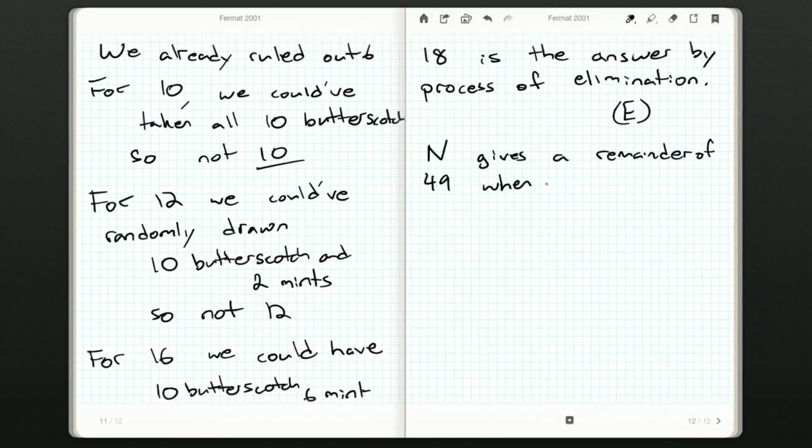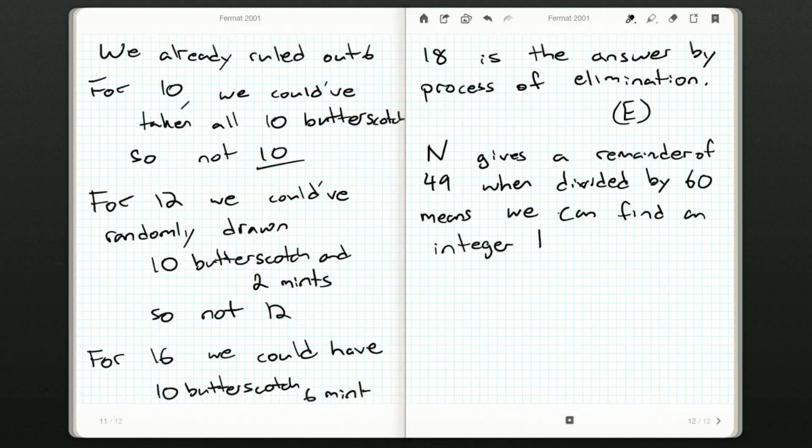Well, we have to go back to what the definition of division means. It basically means we can find an integer, we can call it k because we don't know exactly what its value will be, so that n is 60k plus 49. That's what it means to leave a remainder of 49 when you divide by 60. That's what it actually means.